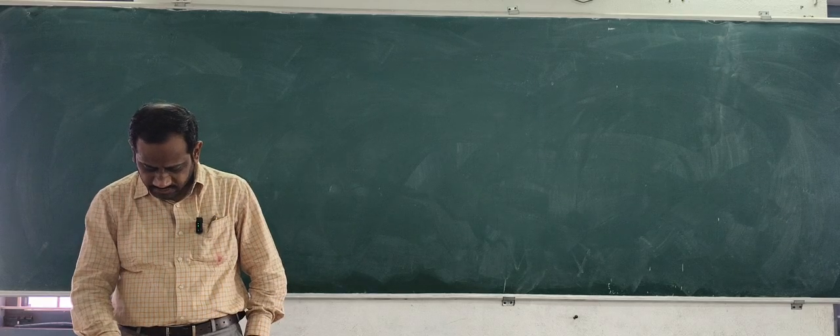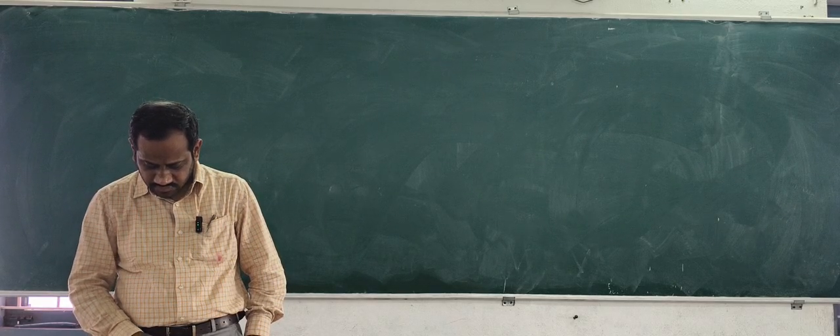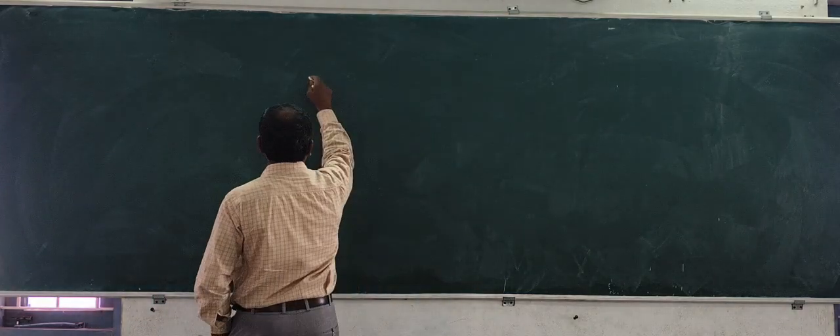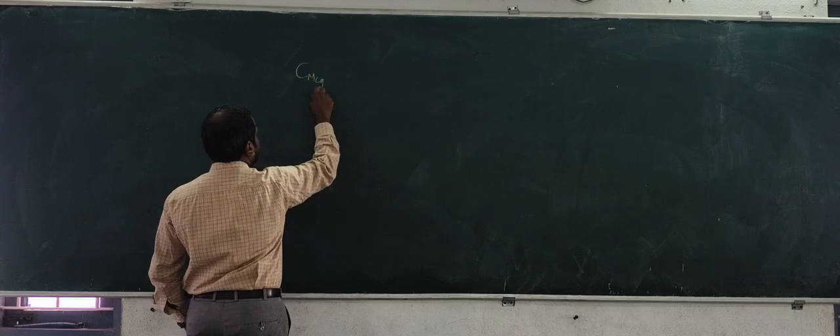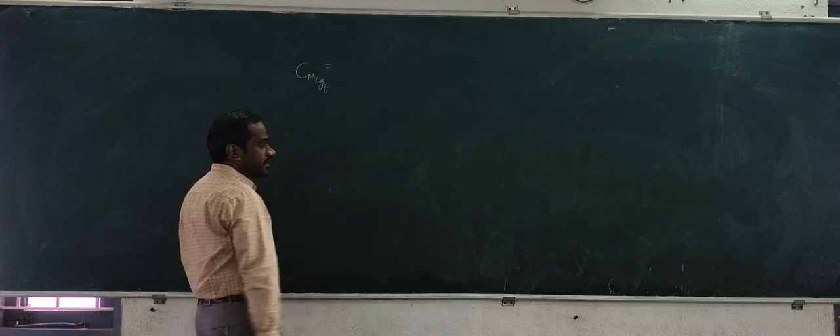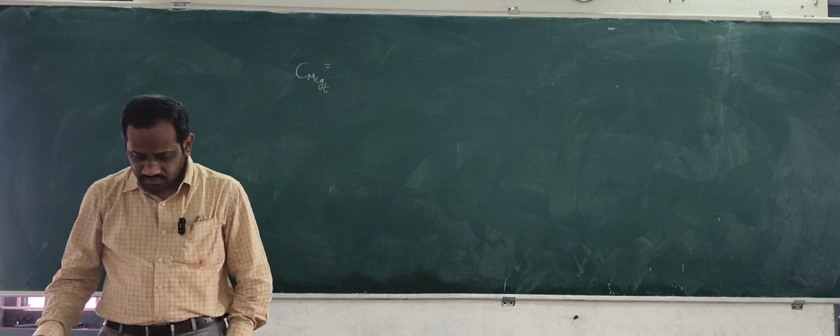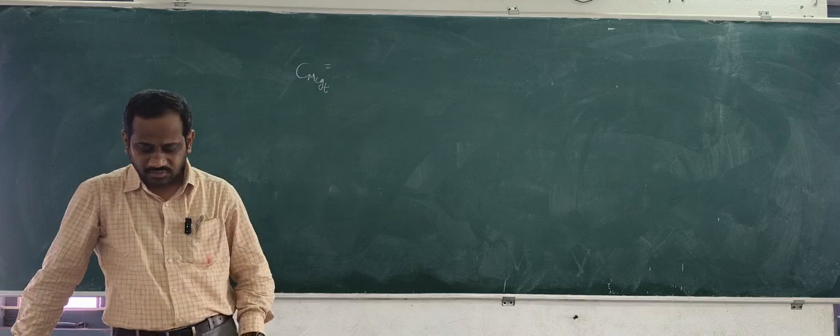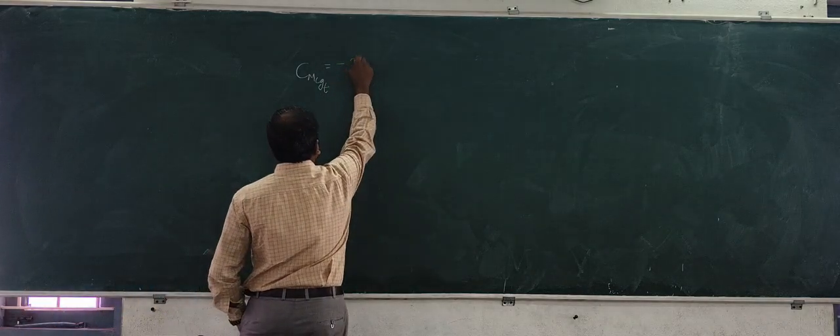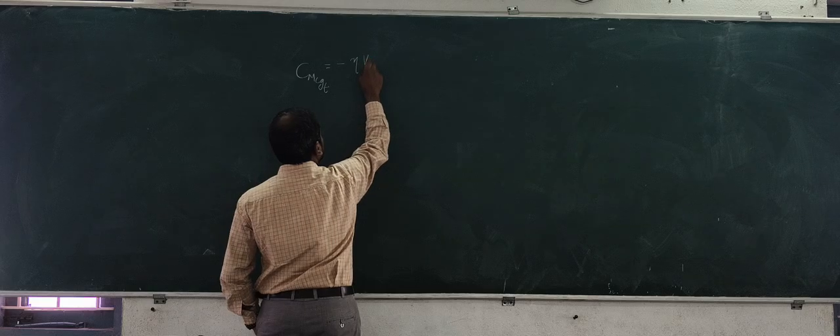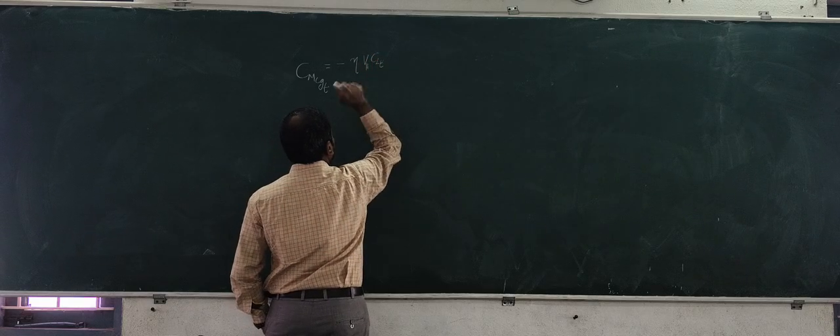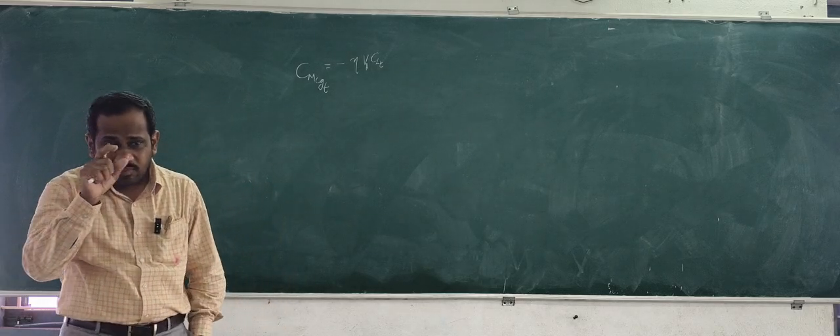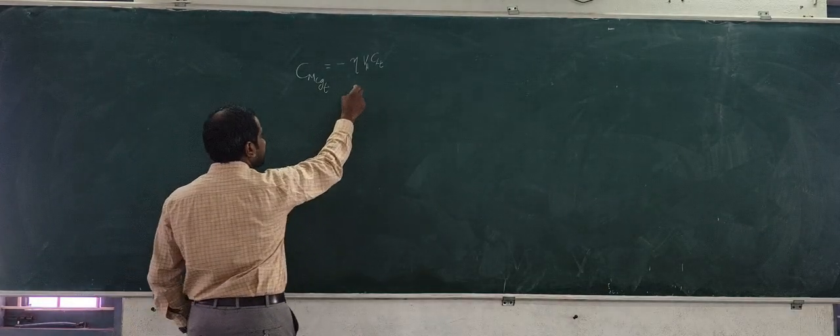So last class we had a discussion on CMCGT. It means contribution of tail towards coefficient of pitching moment about center of gravity. It is about the tail alone. That is minus eta VH CLT. So what is VH? VH is horizontal tail volume ratio. So what is horizontal tail volume ratio?